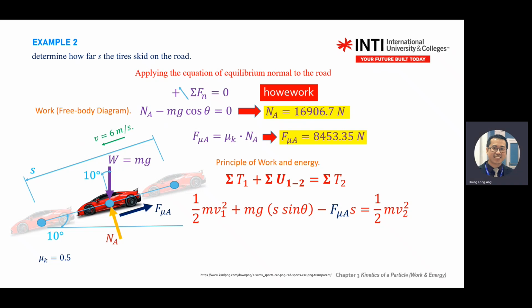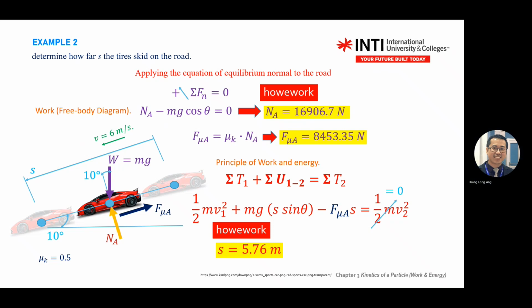Right? He asks you how far. How far is the S? What is your V1? Here. You have M, you have G, S you don't know, sine theta you know, friction you can calculate, you already calculated. What is the velocity at 2? 0. Only one unknown there. Okay, so the S will be 5.76 meter.